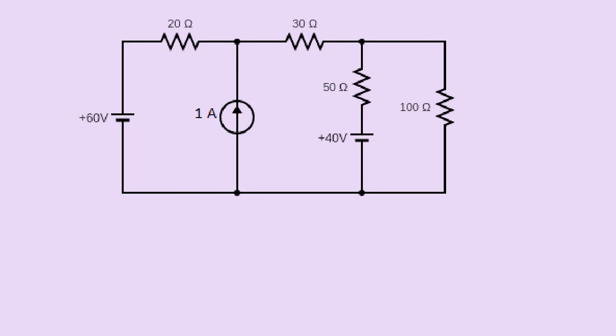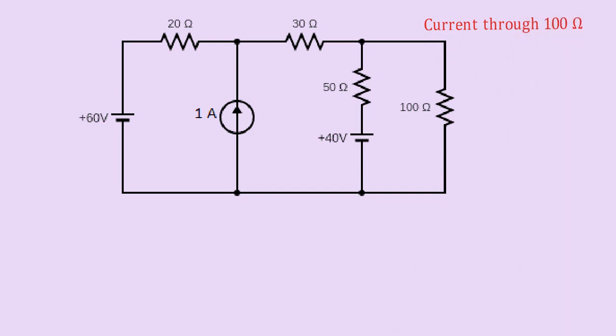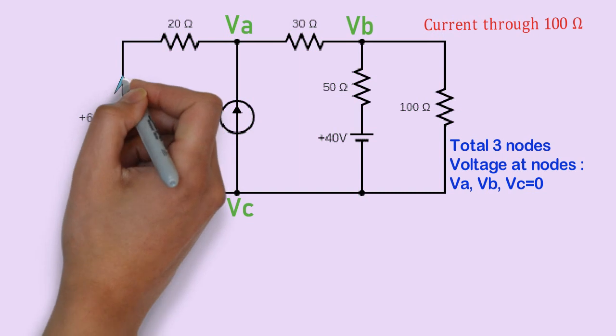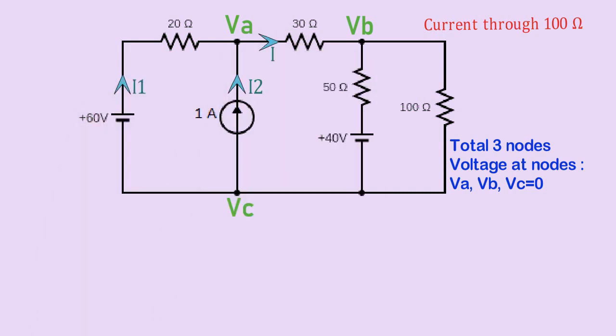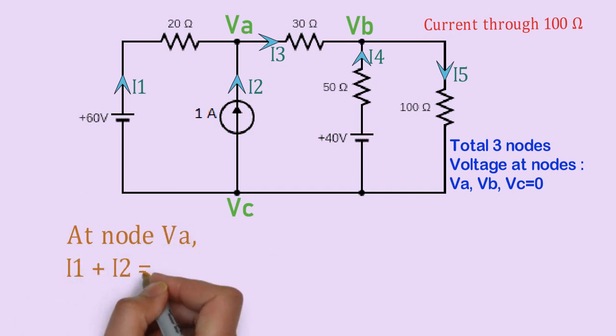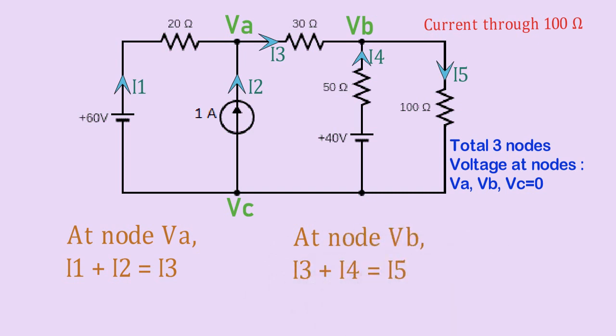Here, consider the circuit diagram. In this circuit, we are going to find the current through the 100 ohm resistor. From the circuit diagram, a total of 3 nodes can be marked by VA, VB and VC as the reference node. Here, we are assuming current in 5 branches. At node A, currents I1 and I2 are entering while current I3 is leaving. Same as node B, currents I3 and I4 are entering while current I5 is leaving.